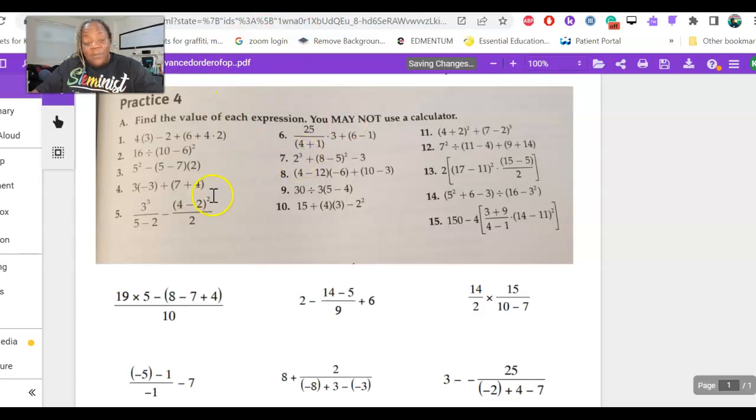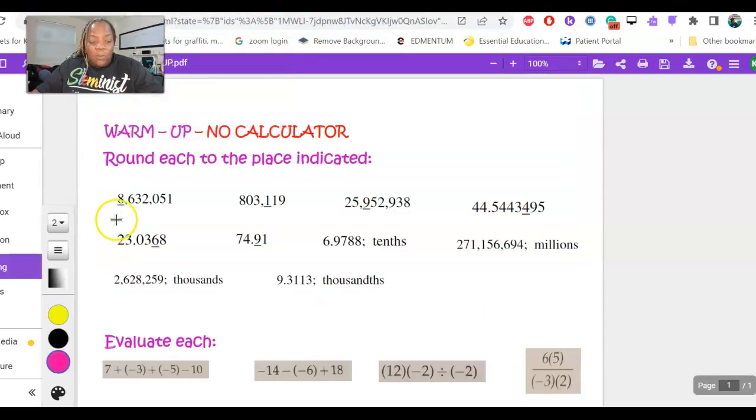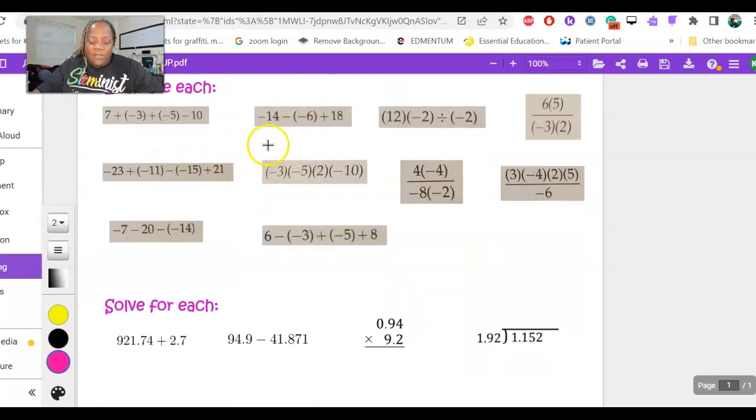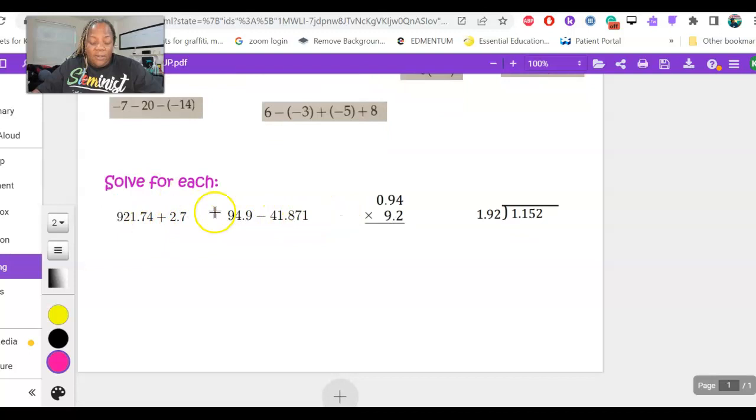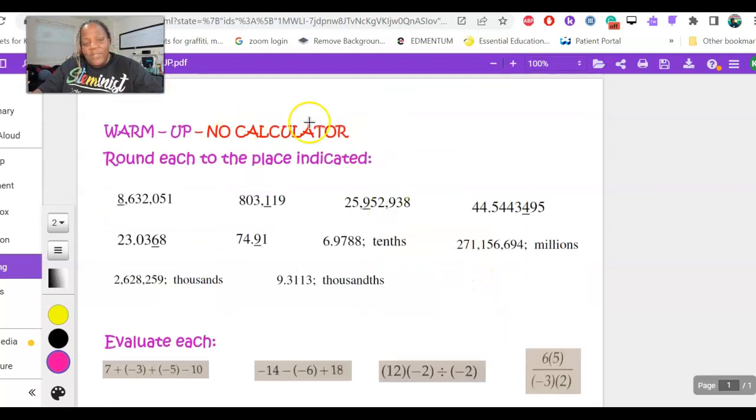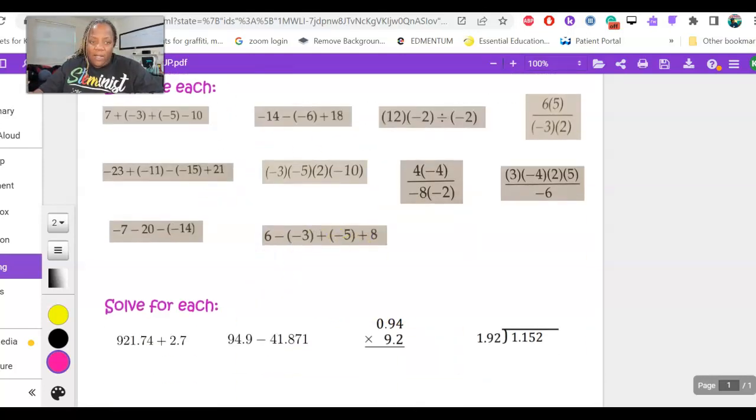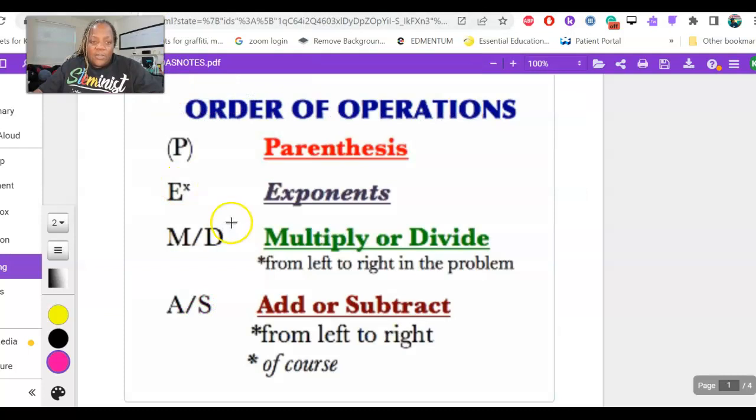But first, I did a warm-up in class before we even jumped into order of operations. That warm-up covered rounding some decimal place values, evaluating some integer operations, and then just a little hint of adding, subtracting, multiplying, and dividing decimals, to get that memory jogging. So I'm going to complete this entire warm-up on video right now, and then we'll jump into the order of operations sheets that I was just showing you.